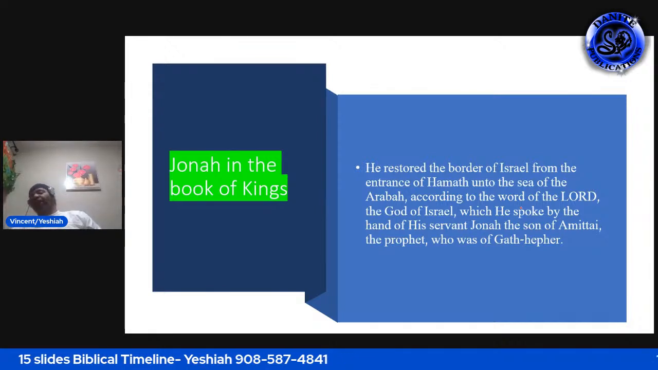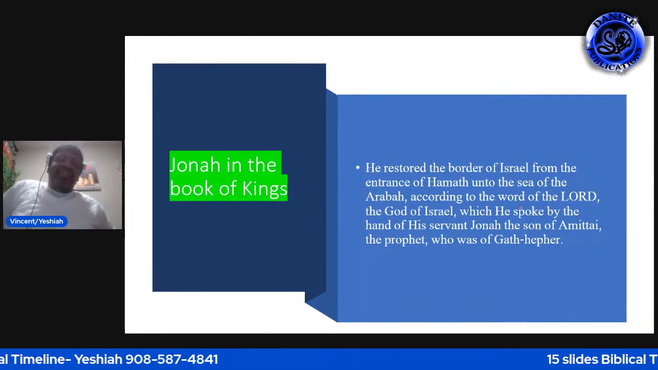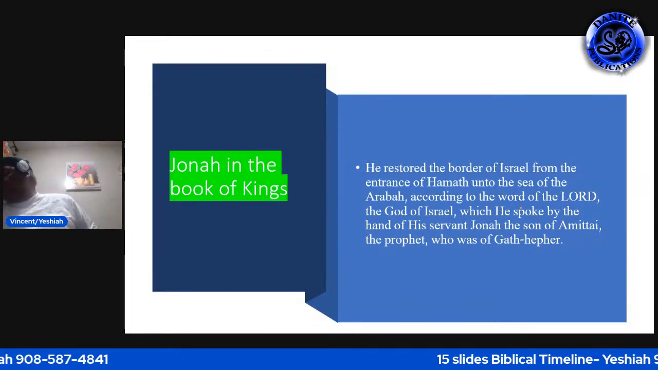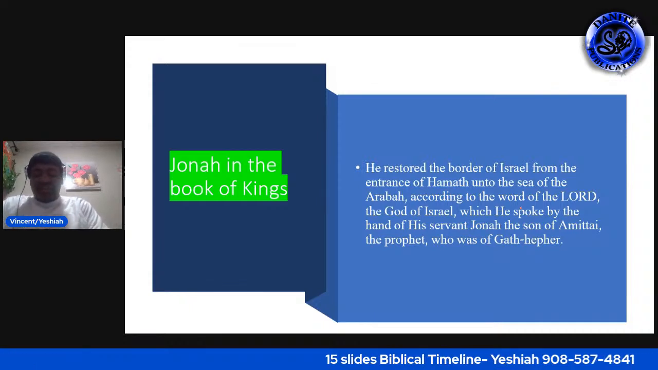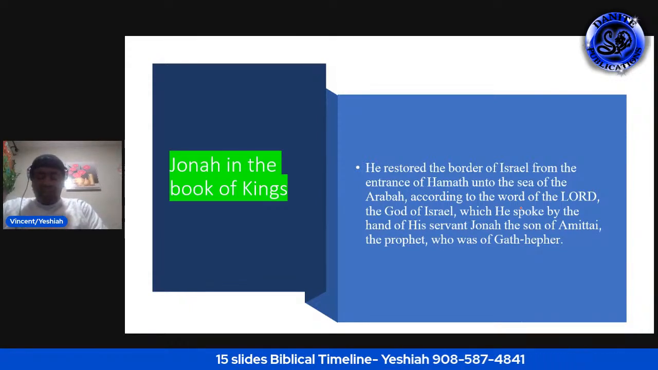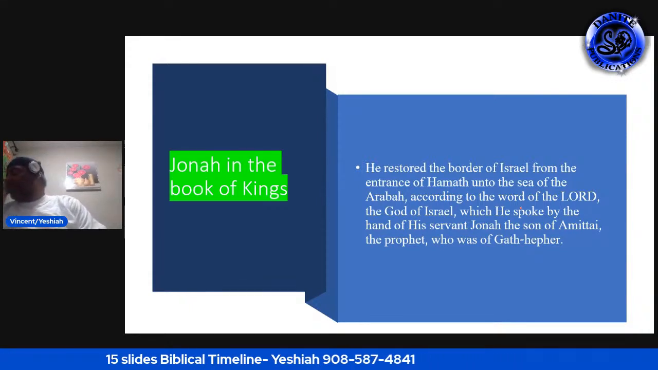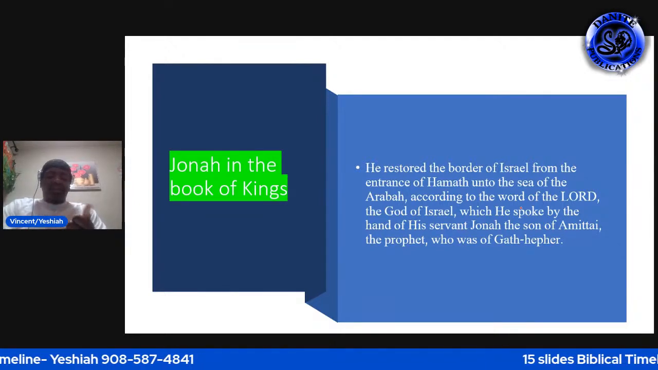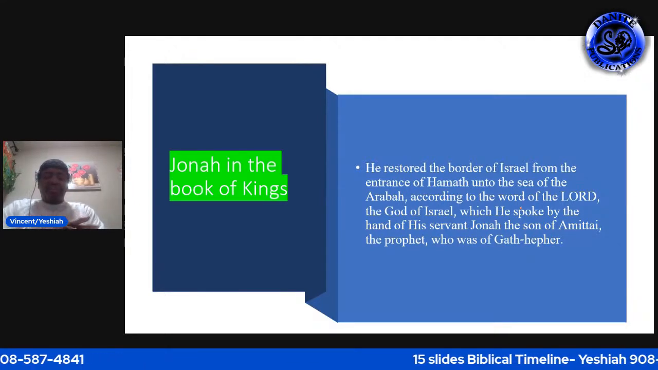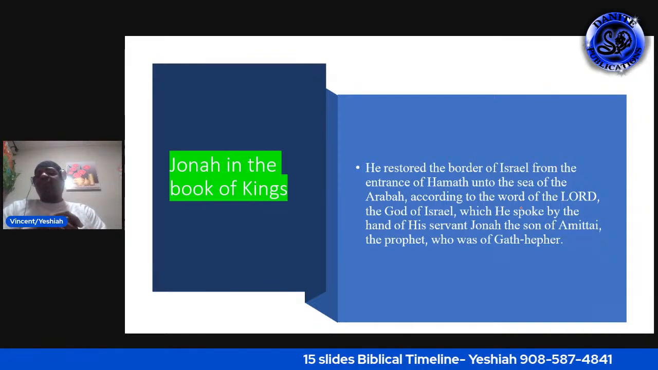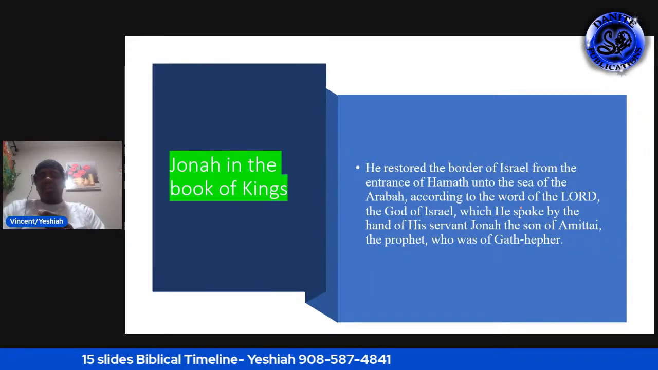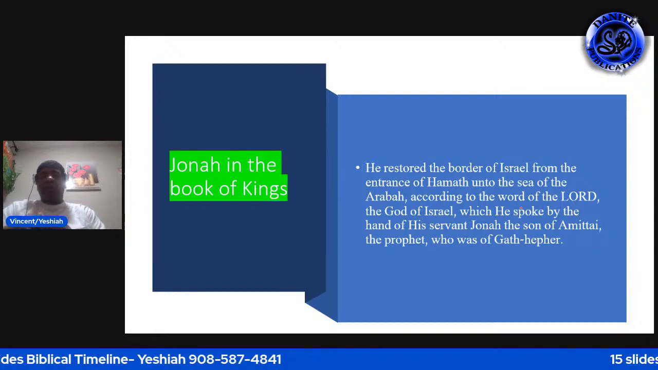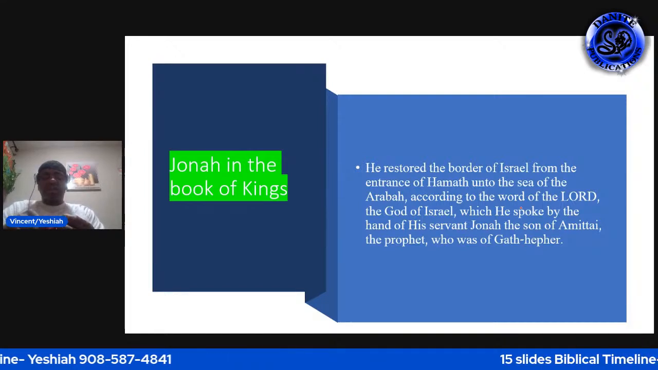Now, monarchy, brothers and sisters, is when a people are ruled by a king. A democracy is when they have it to where, like in America, you go and vote. And democracy actually means the rule of the mob. That's what it really means. It literally means the rule of the mob. That's what democracy is.